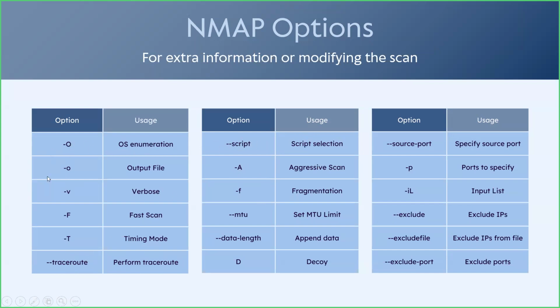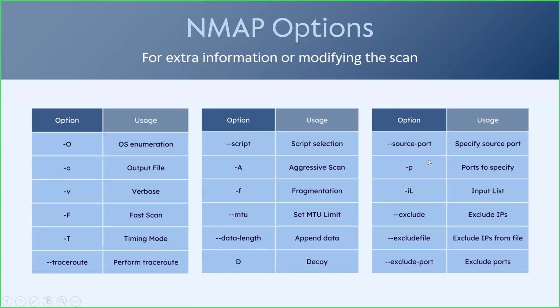Okay, 1, 2, and 3. Fragmentation to fragment packets into 8-byte sizes. MTU to fragment packets into multiples of 8-byte packet sizes, so it could be 8 or 16 or 24, etc. Then data length is to append data. So to add a certain amount of random data to an existing packet size, you go for data length.